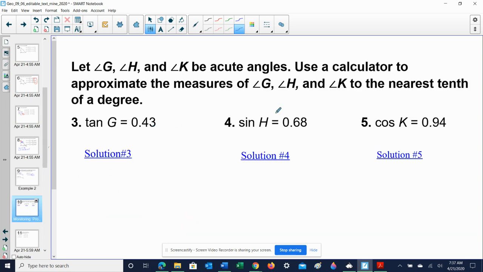So now I have 3 for you to try. I will give you 5 minutes or so, then I'll put the solutions up, then I'll give you some work to do tonight, and we'll be done for today. So let's take 5 minutes to try to figure this out. Take your calculators out. Second tan 0.43. Second sine 0.68. Second cosine 0.94. Write it out, please, as well. I'll show you when you see the solution.